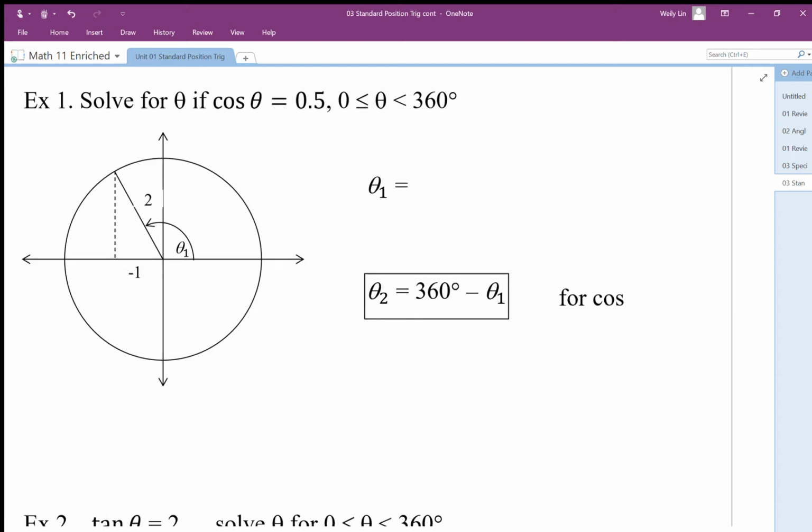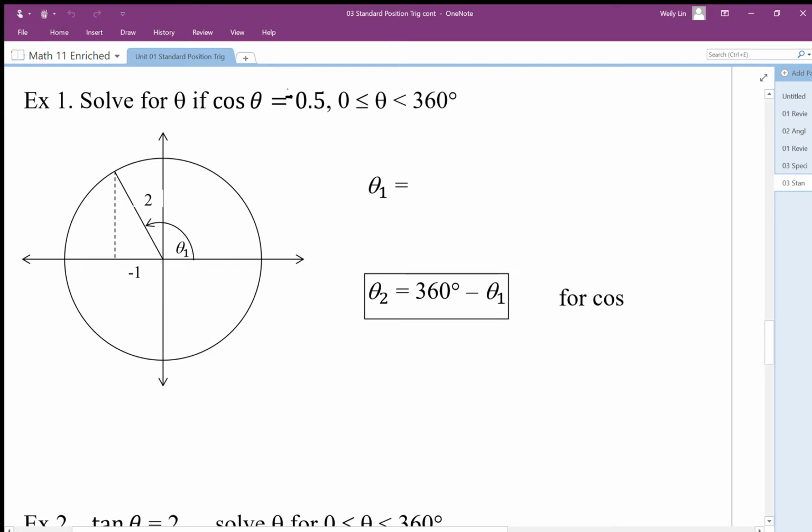So what about cosine theta? Okay, so cosine theta equals 0.5. That tells me that cosine goes with the x coordinate. So the 0.5 should give me 0.5, or I'm going to use a fraction value of 0.5. This should be negative 0.5. So negative 0.5 to 1, or negative 1 to 2 ratio. Okay, so there's my ratio.